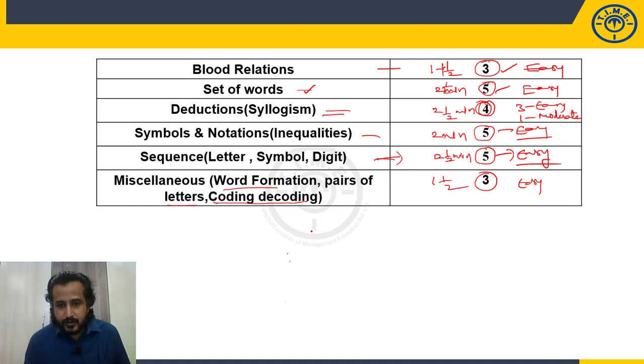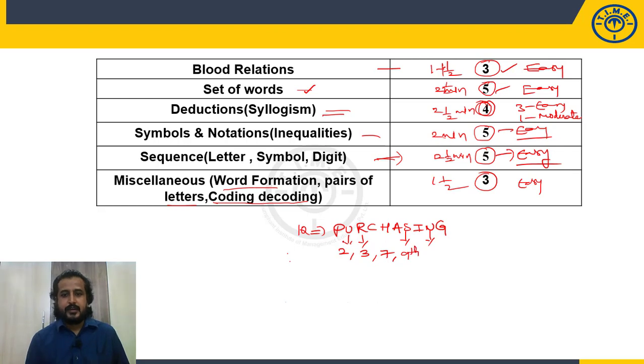Word formation: the given word is purchasing. We have to use the second, third, seventh, and ninth letters. It is not like how many meaningful words can be formed. Using the second, third, seventh, ninth letters from the word purchasing, how many meaningful words can be formed with the word starting with or? This kind of question is given.